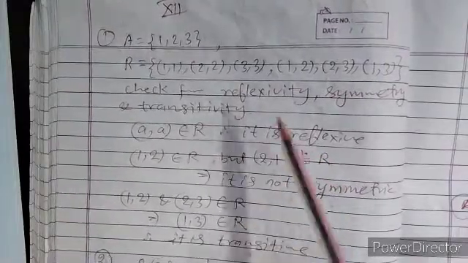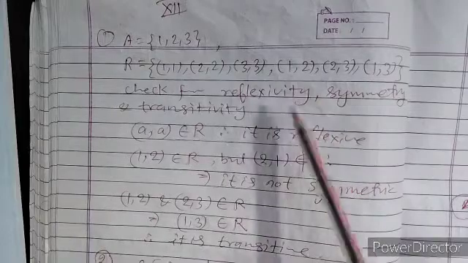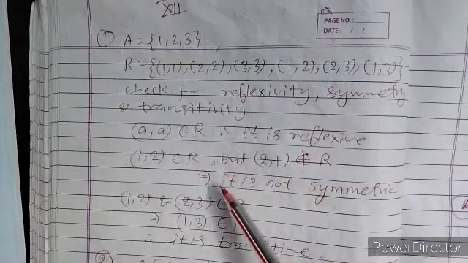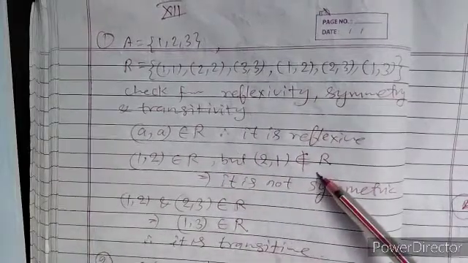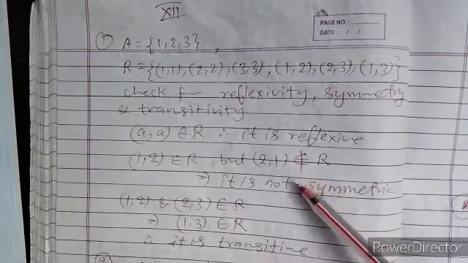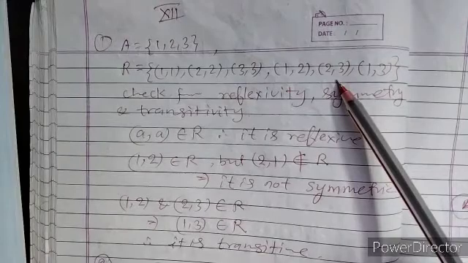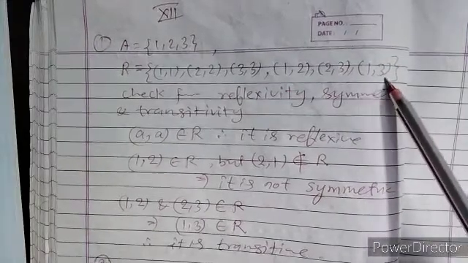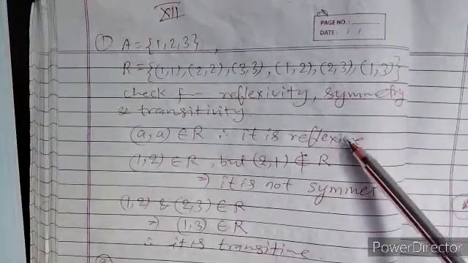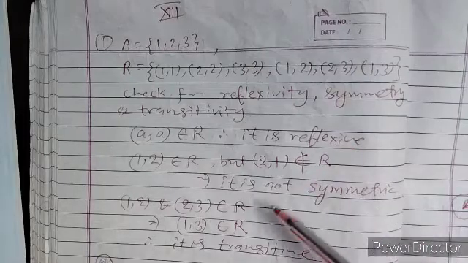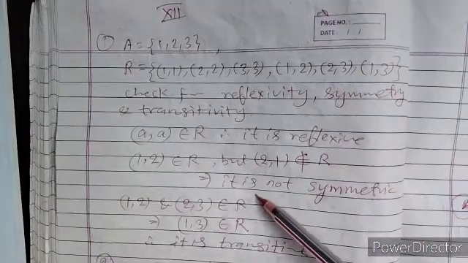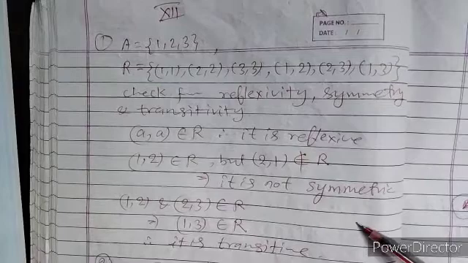Now, (1,2) belongs to the relation, but (2,1) does not belong to the relation. Similarly, (2,3) belongs to the relation, but (3,2) does not belong to the relation. (1,3) belongs to the relation, but (3,1) does not belong to the relation. Therefore, in all we can say that it is not a symmetric relation.